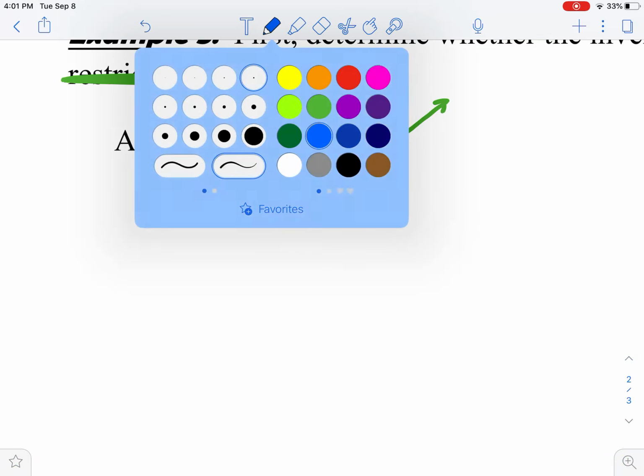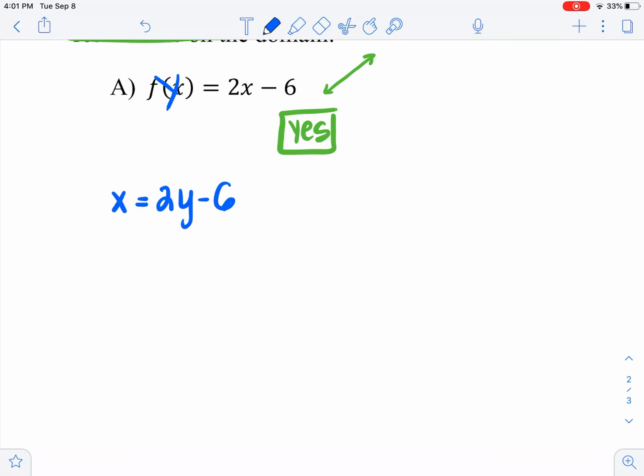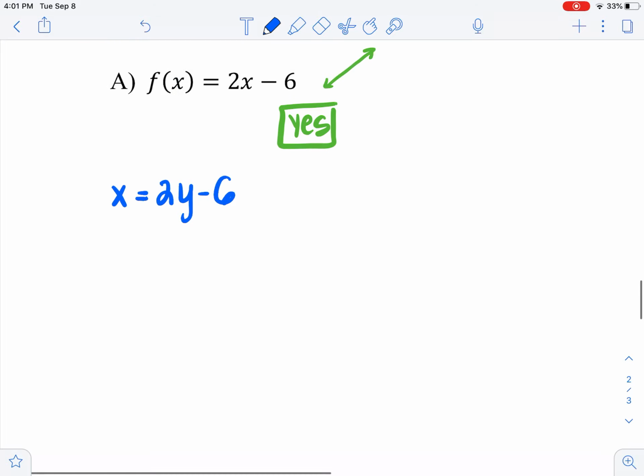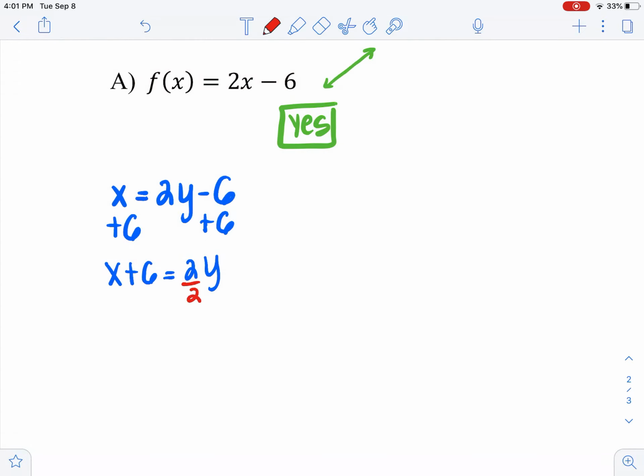So now we are going to find the inverse. So this is super easy. This is basic here. So step number 1 is switch x and y. X equals 2y minus 6. Remember, this is just a fancy way of saying y. Now you are going to solve for y. So add 6 to both sides. X plus 6 equals 2y. And then finally, to get y by itself, you're going to divide both sides by 2.